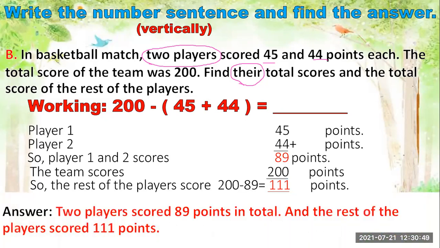So the answer: the two players scored 89 points in total, and the rest of the players scored 111.